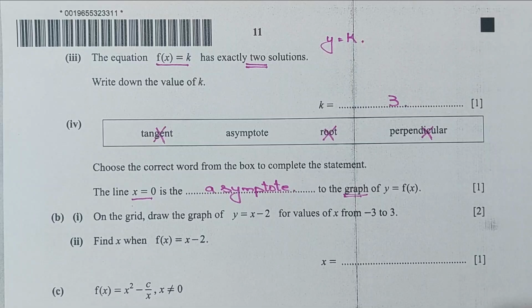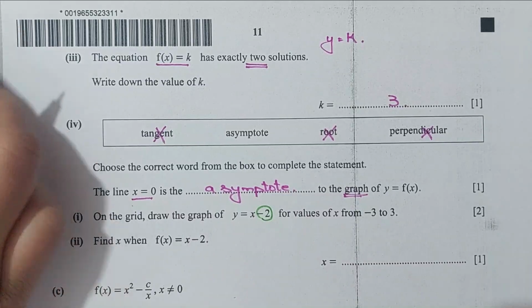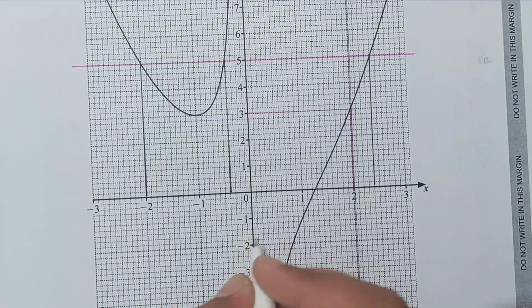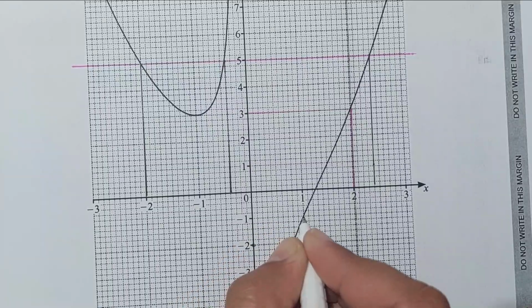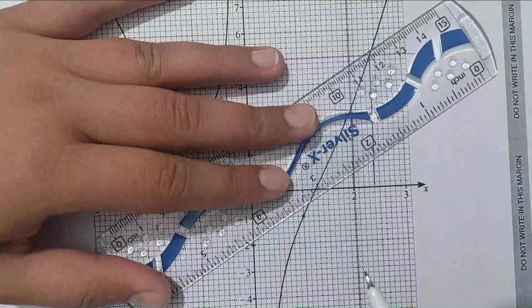All right, now for the second part B, 1: on the grid, draw the graph of y equals x minus 2 for values of x from minus 3 to plus 3. Here the y-intercept is minus 2 and the slope is 1. The y-intercept is minus 2, the slope is 1, rise 1 unit and run 1 unit. Let me draw the straight line graph.